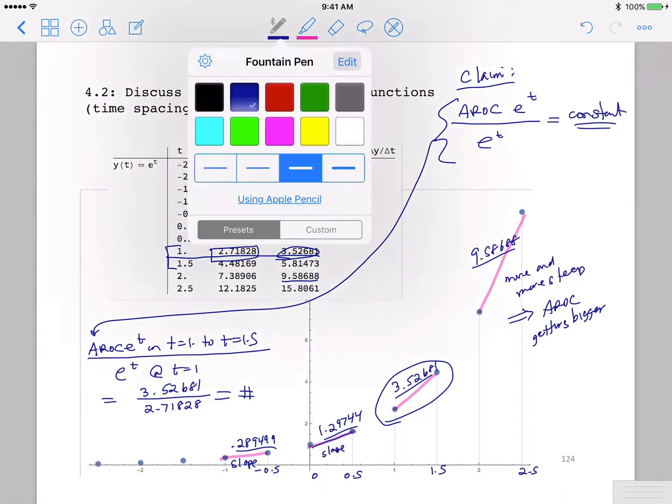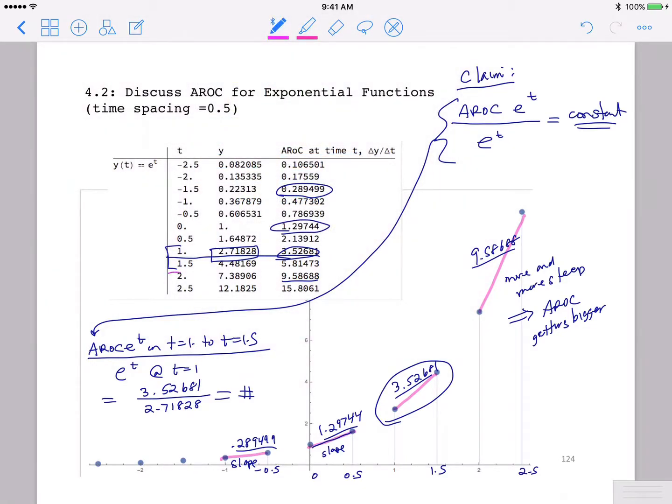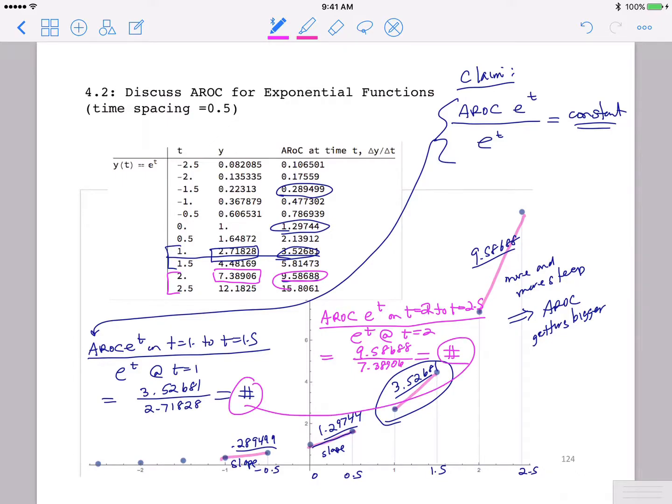Okay? My claim is that if we do that same computation on another interval, the average rate of change of e to the t from t equal to 2 to t equal to 2.5, and then divide by the exponential function at t equal to 2, that should come out to be 9.58688, and then divided by the function value there, which is 7.38906. My claim is that you should get a number, and that these two numbers should be the same.